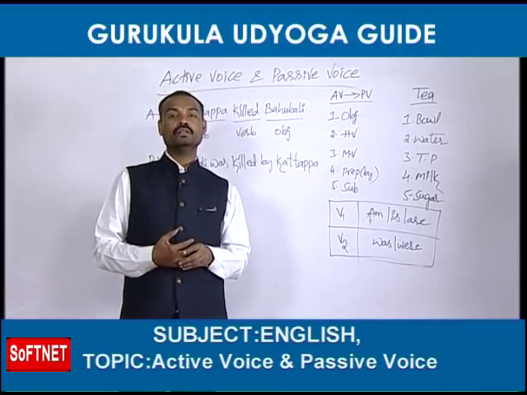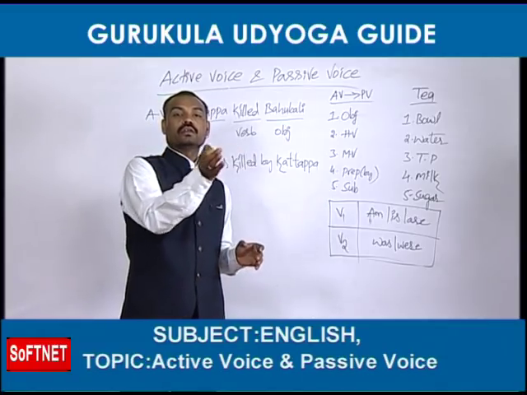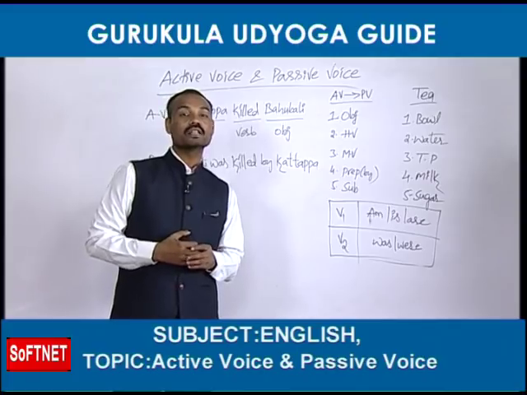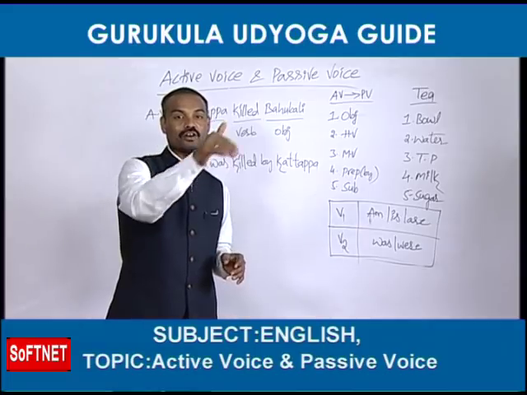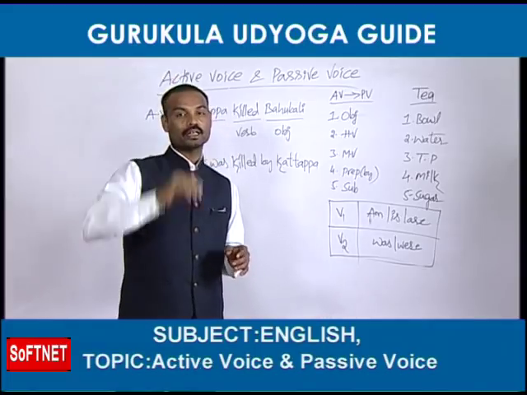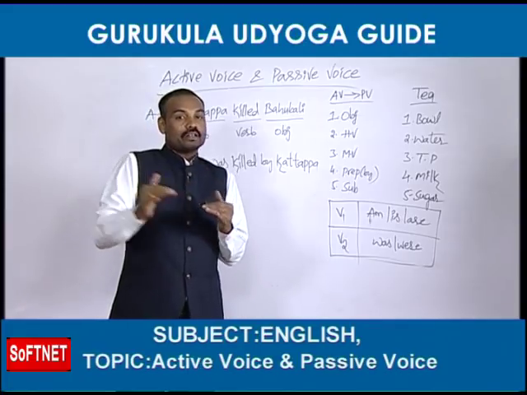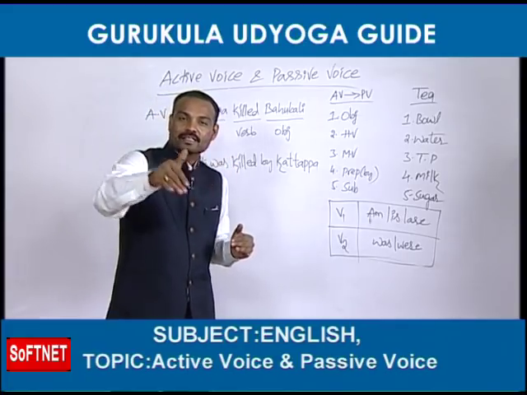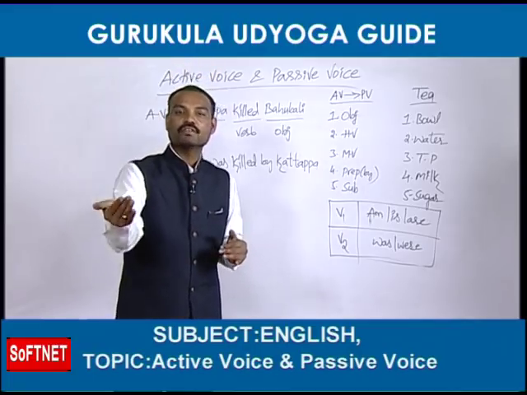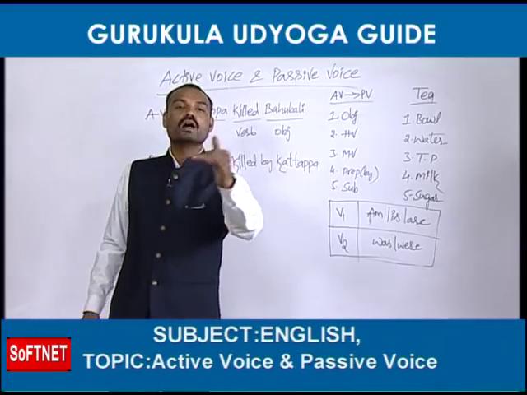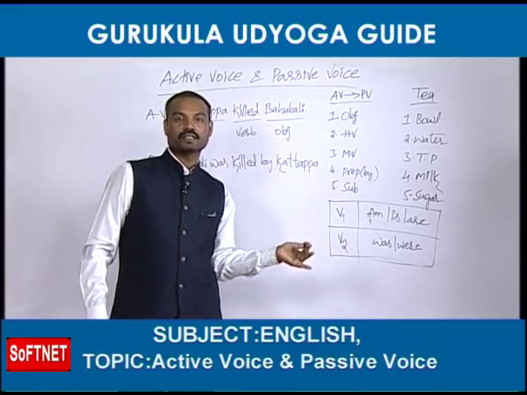Next, one more example. Hari was reading a book. It is past continuous tense. While we are learning tenses, the sentence is called past continuous tense. While we are learning active voice, passive voice, the same sentence is called active voice. Hari was reading a book. The passive voice of this sentence is a book was being read by Hari.